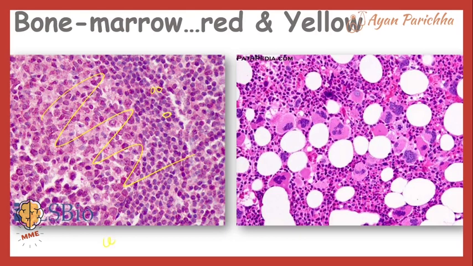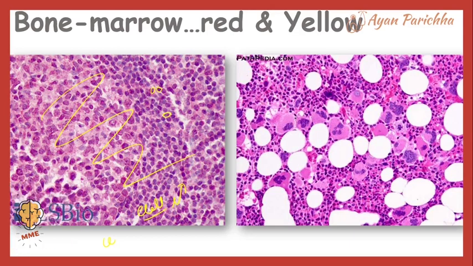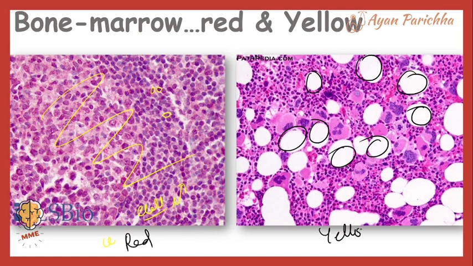So this is a lot of cells are very high over here, right? But over here, see on the right hand side of the diagram, what you can see, there are cells, right? But over here, a lot of fatty adipose tissue. So this one is our red bone marrow, this one is our yellow bone marrow. Now this finishes off our basic understanding of bone marrow. We will come back to bone marrow again.